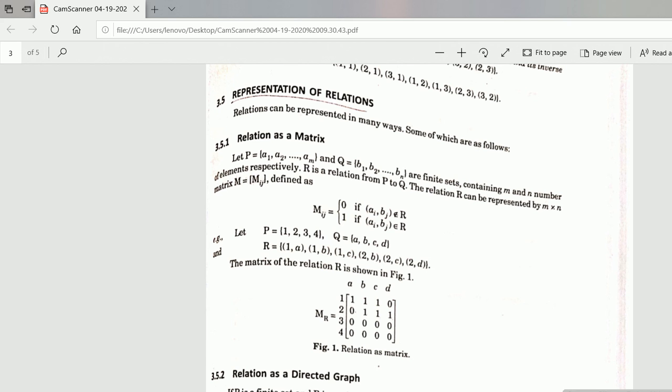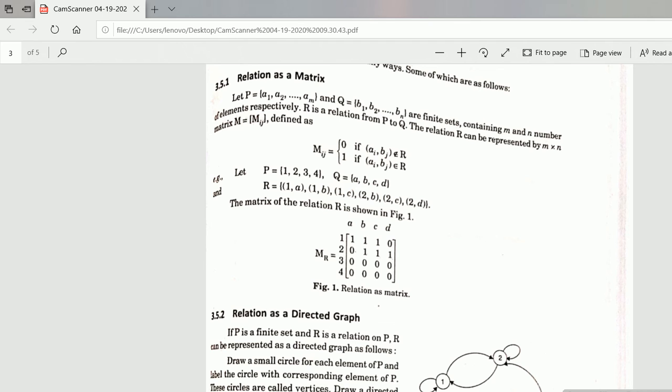That means you just think about the matrix. Suppose you are writing M11: when (a1, b1) does not belong to R, this has the value 0. You see from this example. Set P has the elements 1, 2, 3, 4. Q has the elements a, b, c, d. Then the relation is (1,a), (1,b), (1,c), (2,b), (2,c), (2,d). The matrix of the relation R is shown in this figure.